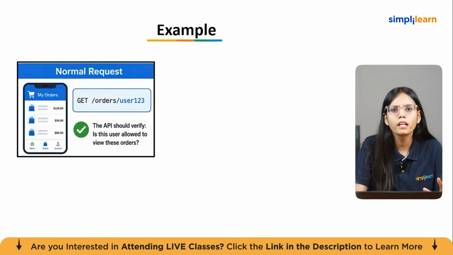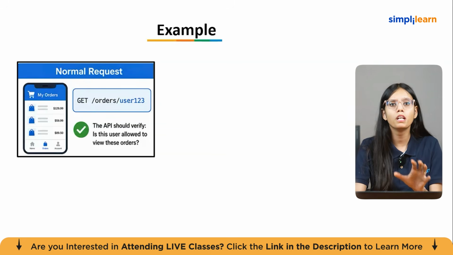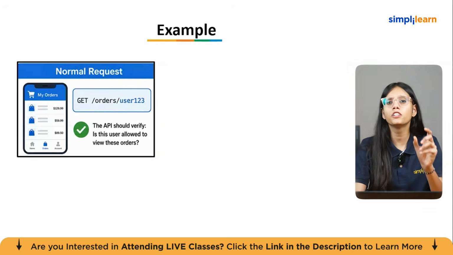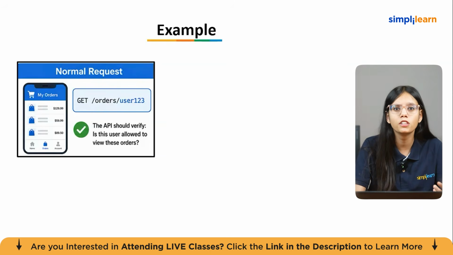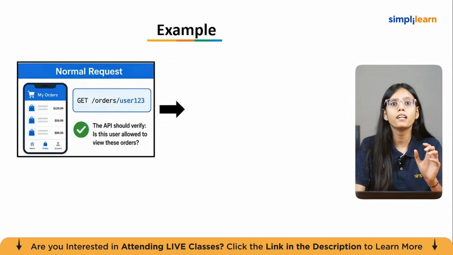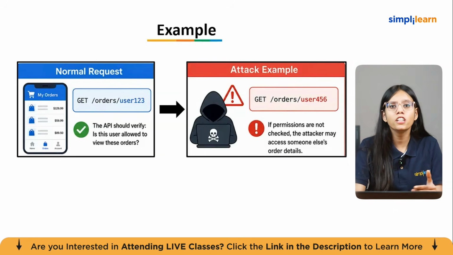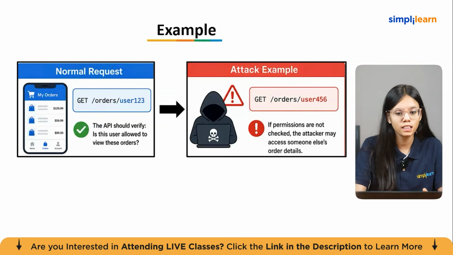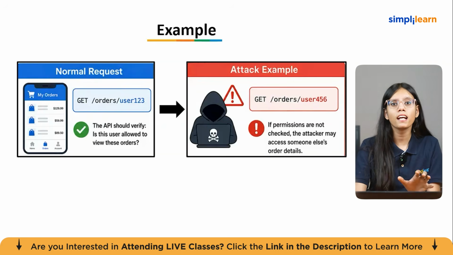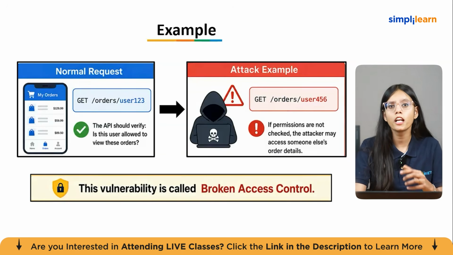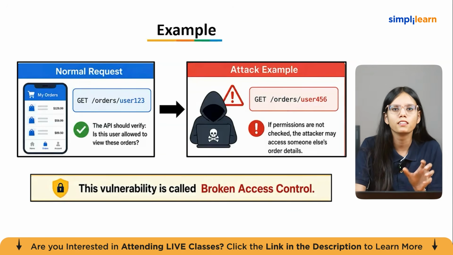So let's understand this with a simple example. Imagine a shopping application where users can view their orders. A normal request may look like this, which includes get, orders, and user ID. The API should check, is this user actually allowed to view these orders? If the API does not verify permissions properly, an attacker could simply change the user number, as you can see on the screen, and easily access someone else's order details. And this type of vulnerability is called broken access control.